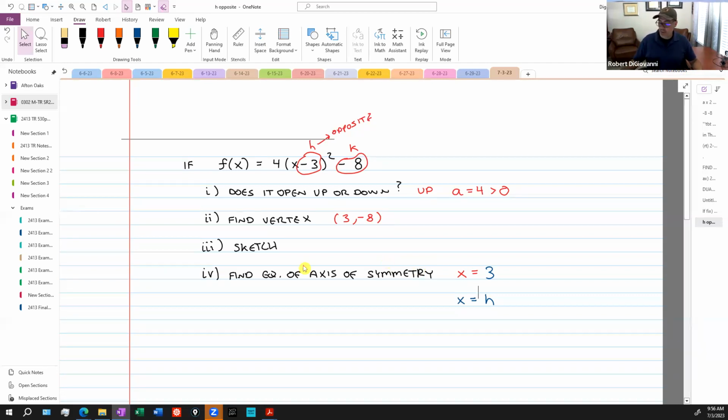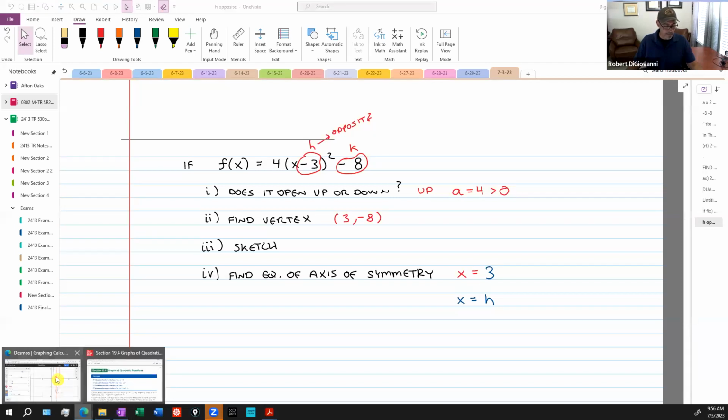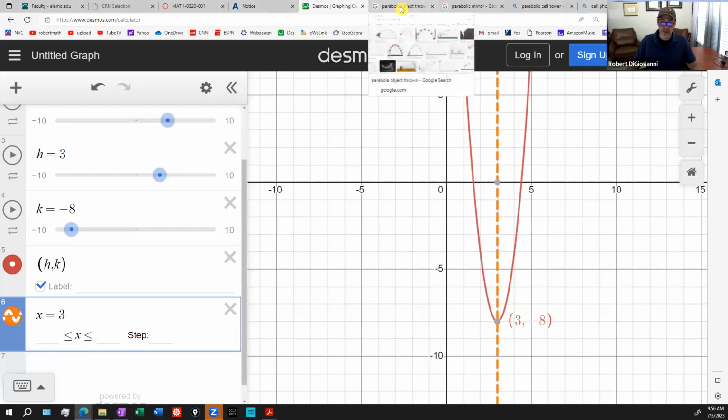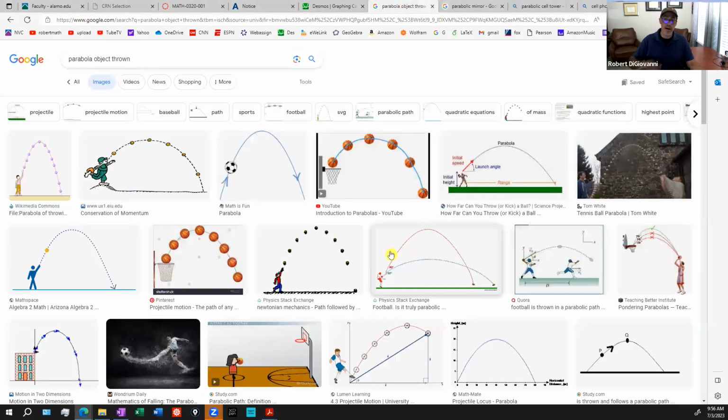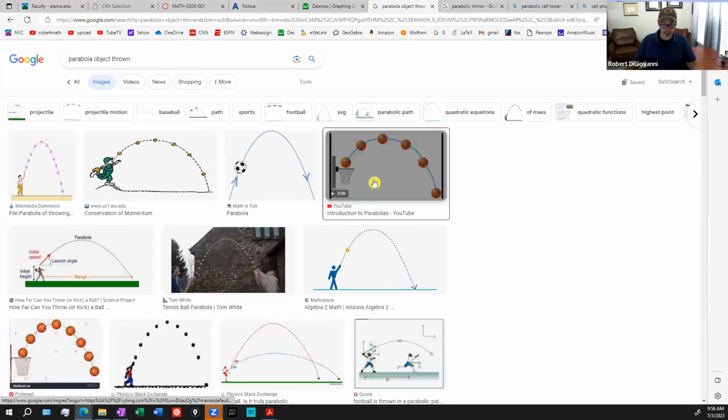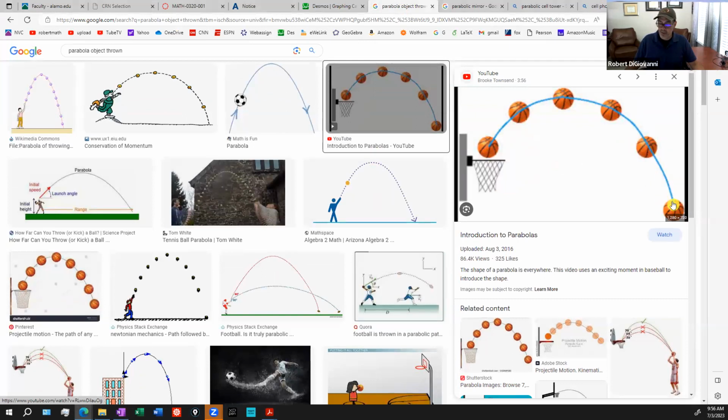Now, before I continue, I want to just briefly talk about why parabolas are actually important to us in the real world. So I have a couple of little examples to show you. One of the first things that you should know about parabolas is that any object traveling through the air, like a thrown ball, is going to travel in a parabolic shape. If I shoot a basketball, once it leaves my hand, it's going to travel in this arc, and that arc is always going to be a parabola. It's not a circle. It's not part of a circle. It's part of a parabola.